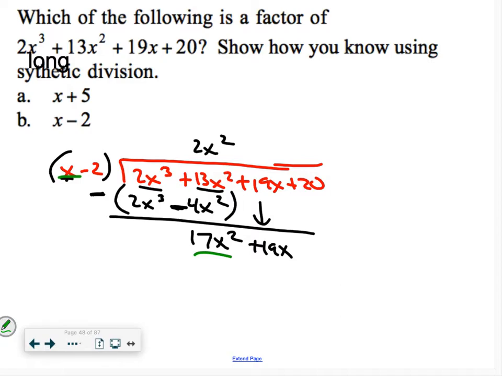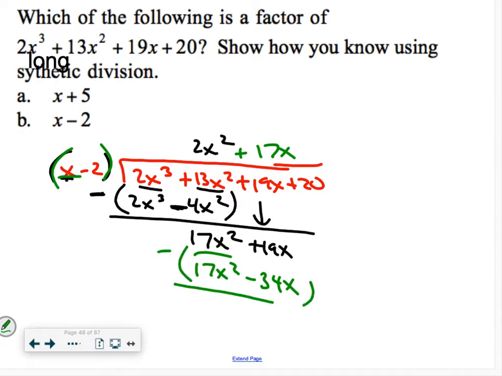Now I'm going to divide again. 17x squared divided by x is a 17x. I put a plus sign in there because our answer is a polynomial, so we need plus or minus signs to separate those. I multiply that to this whole thing. 17x times x is 17x squared. 17x times negative 2 is negative 34x.